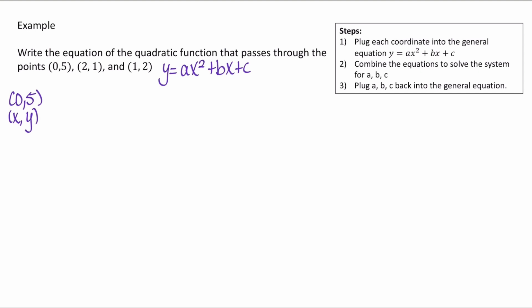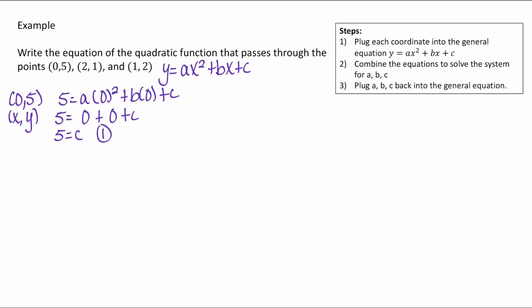So when I plug into this equation, I get 5 equals a times 0 squared plus b times 0 plus c. When I simplify this, I get 5 equals a times 0, which is 0, plus b times 0, which is 0, plus c. So this tells me that 5 equals c. That's the first equation that I have to work with.